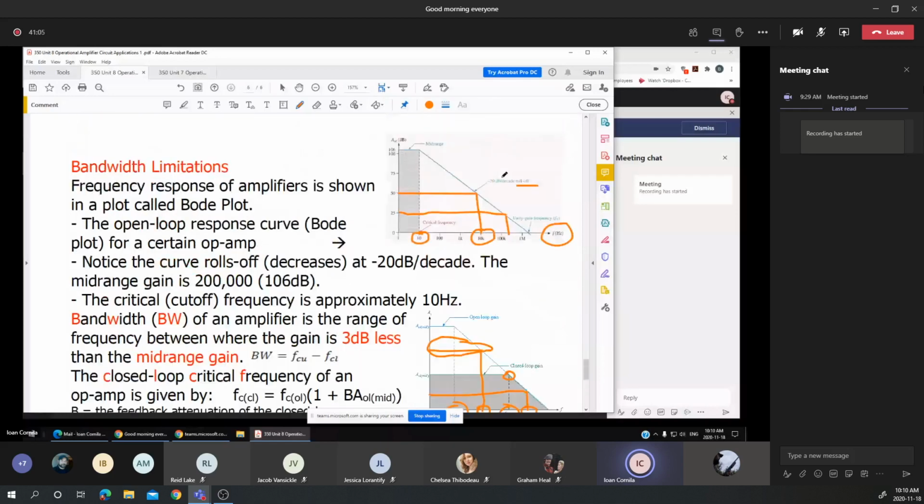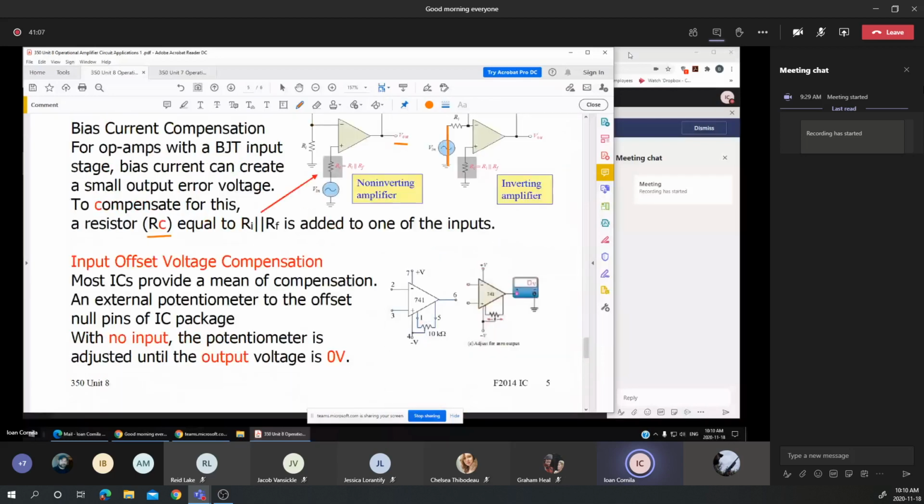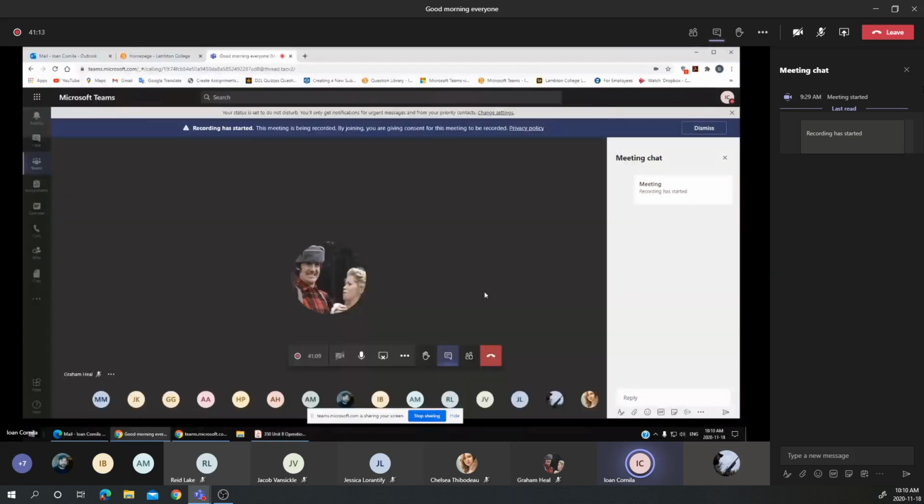Now, any questions, comments, concerns? Next lecture on Friday, we'll discuss some other applications which are based on a non-inverting amplifier and an inverting amplifier.